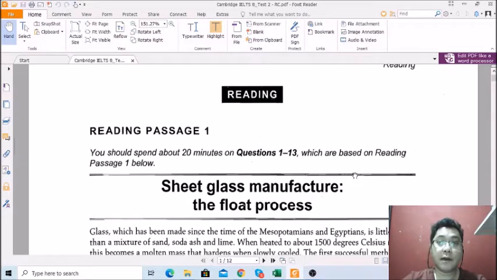So in both types, you're required to confirm whether a statement is exactly stated in the text, or it is against something in the text, or probably is not mentioned at all. And many people get confused because they don't understand how to find the information in the text.